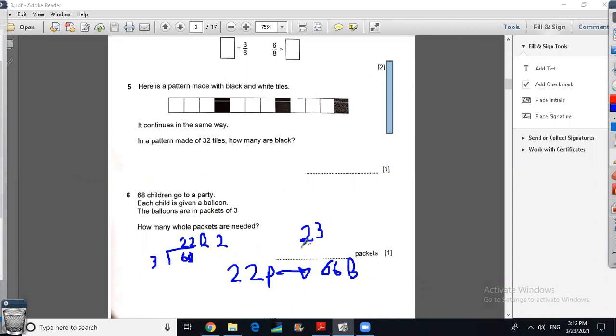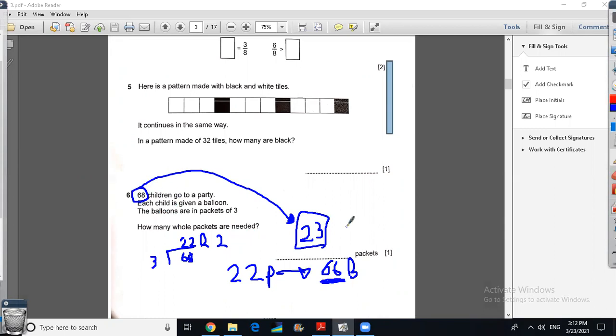One second. I know that some of you got confused and some of you disagree with me right now. You said to cover the 68 children, we need 23 packets. Yes, and I know that you should agree with me on this. To cover the 68 balloons, I need 23 packets because 22 packets are not going to be enough. They're going to give me only 66 and I need 68.